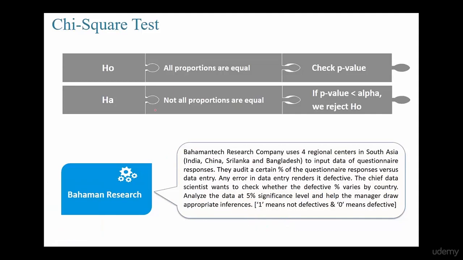And here is the null and alternate hypothesis. Null hypothesis says the proportion of defectives. So let me write it down. Proportion, and the population proportion notation is pi. So the proportion of defectives in the Indian regional center is equal to the proportion of defectives in the Chinese regional center is equal to the proportion of defectives in the Sri Lankan regional center is equal to the proportion of defectives in the Bangladesh regional center, right?